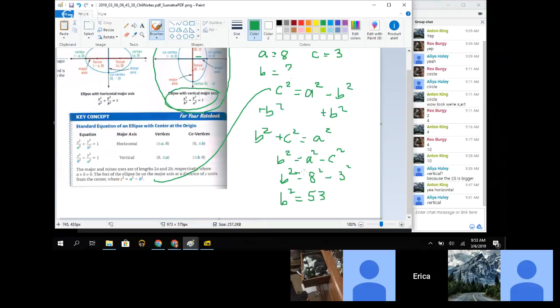So if I wanted to write an equation with a vertex of (0, 8) and a focus of (0, -3), then my co-vertex has to be when b equals the square root of 53. So my equation then is, if I go back to my equation, x squared over b squared. So it's x squared over 53 plus y squared over 8 squared, which is 64, equals 1. So this is what your equation would be to have a vertex of 8 and a focus of (0, -3).